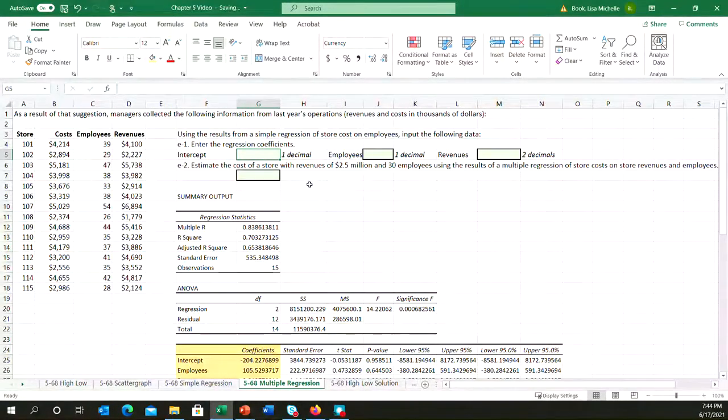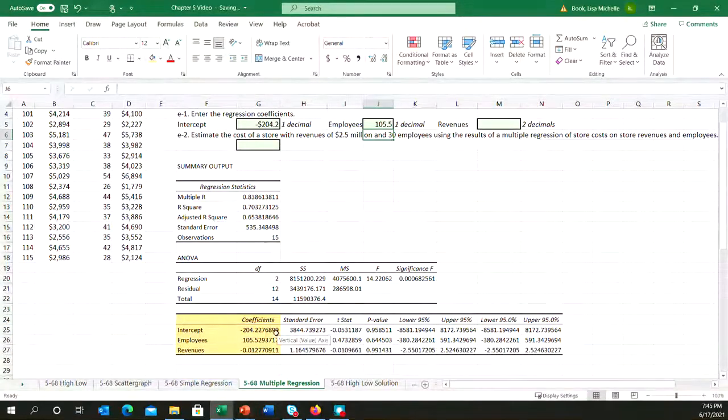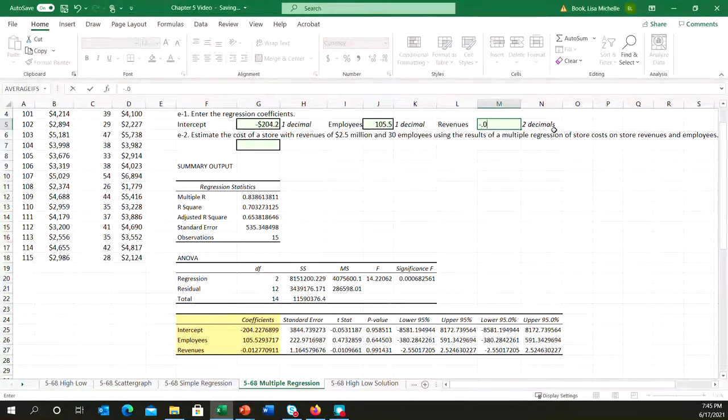The fixed or intercept, going down here, rounding to 1 decimal point, is going to be negative 204.2. The employee, again, go down here, is going to be 105.5. And I know I'm going to have to scroll down a little bit so that you can see revenue. You notice, again, it's negative. But if you think about this, cost, unless we're unprofitable, is going to be less than revenue. So it makes sense logically that it has to be negative. Round it to 2 decimal places. So I'm going to round it to 0.01 and go ahead and do that.